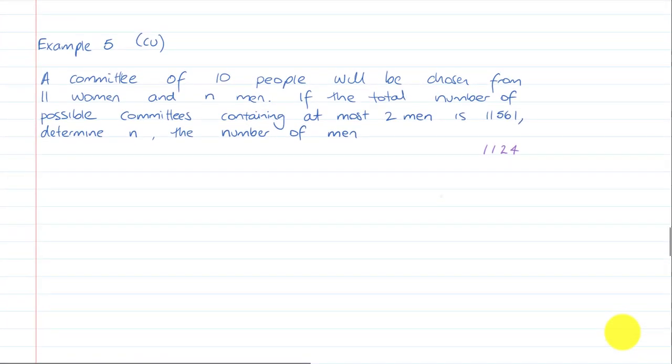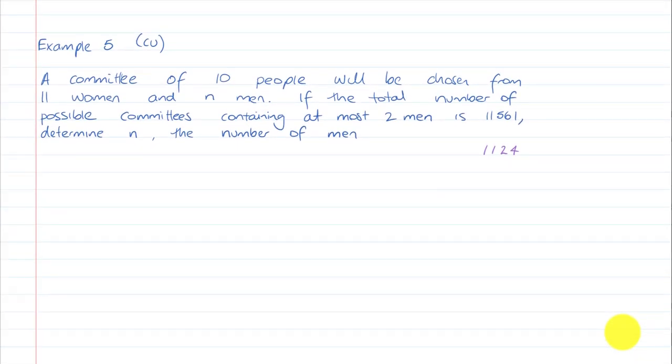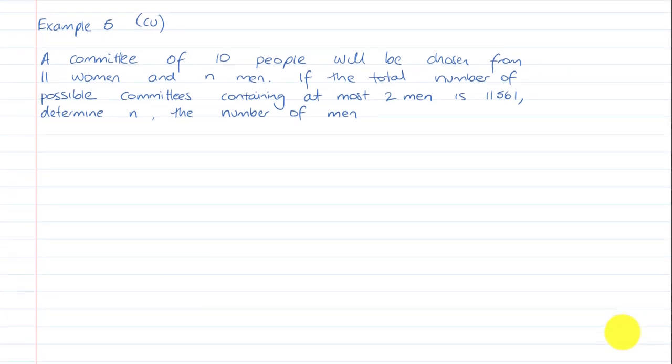And example 5 I've denoted as a complex unfamiliar. Now, obviously, at this stage of the game, everything's kind of unfamiliar. But this is a complex unfamiliar because even once you've done this topic, it's a little bit different. And you'll be able to see it's a little bit different than what we are used to.